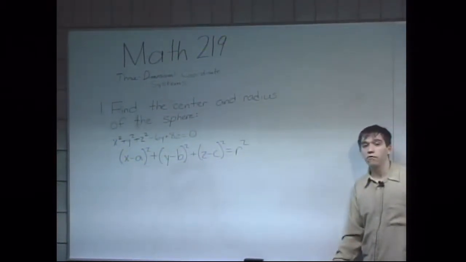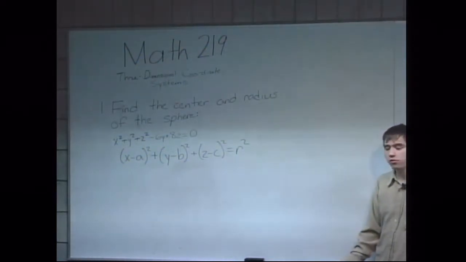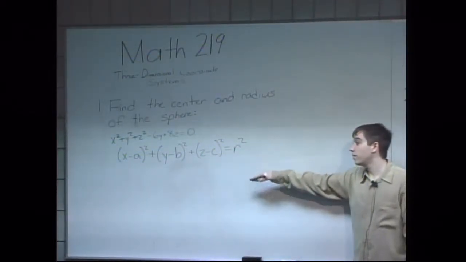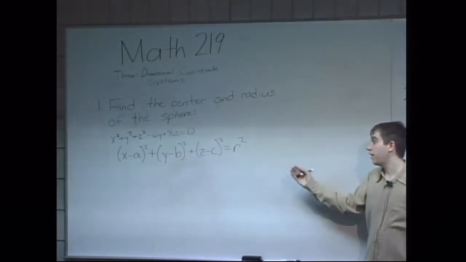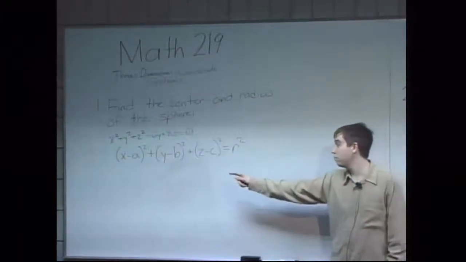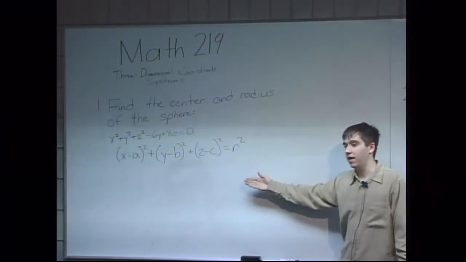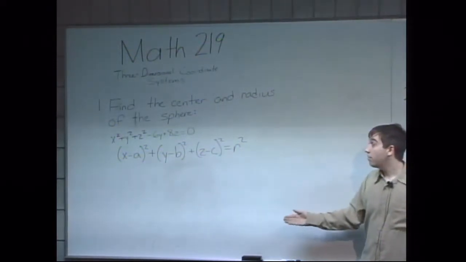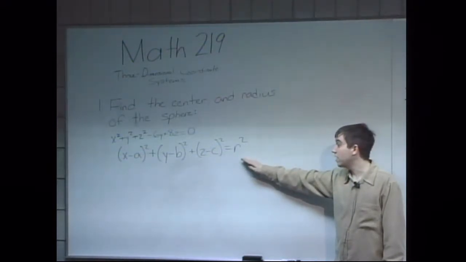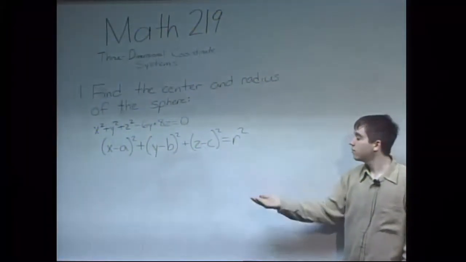This is just the general form of a sphere, and if you look at it a little bit, it might remind you of the distance formula. If you take the square root of both sides, it ends up giving you the distance formula. It's the set of all x's, y's, and z's that are this fixed distance r away from a point A, B, C. So if we're able to take this equation and translate it to an equation that looks like this, we can very easily see what our center is and what our radius is.